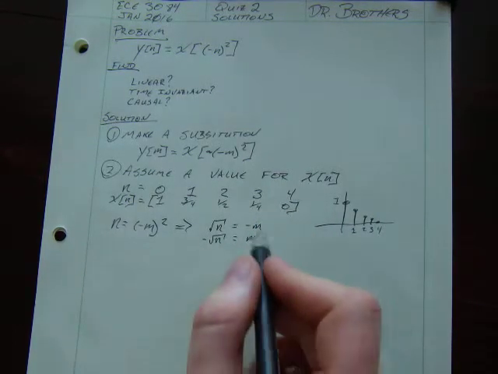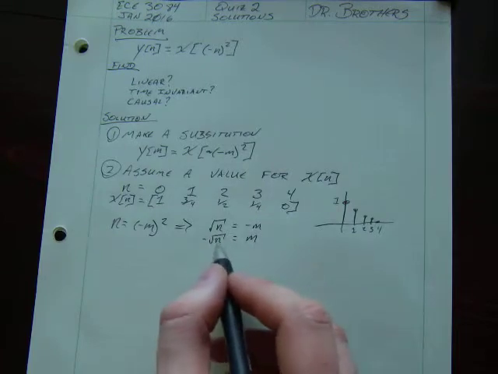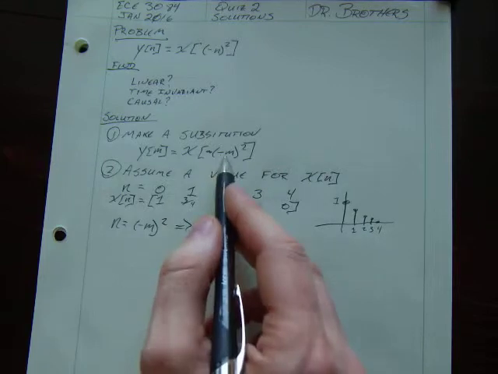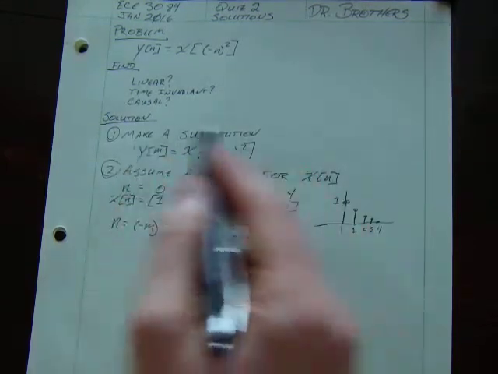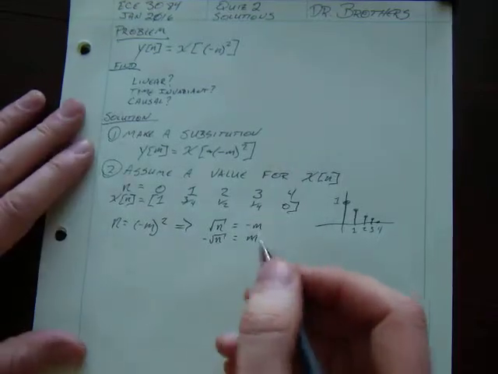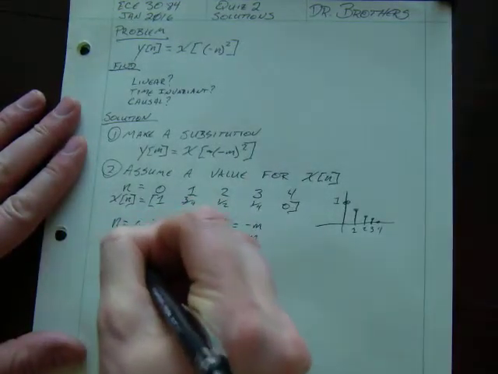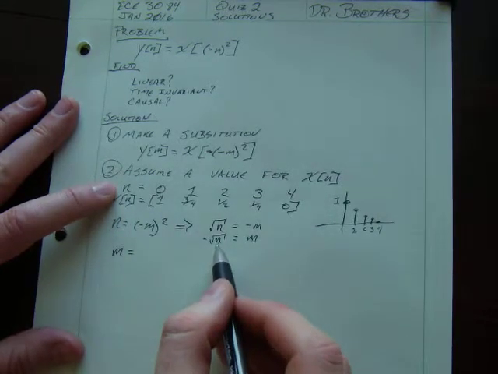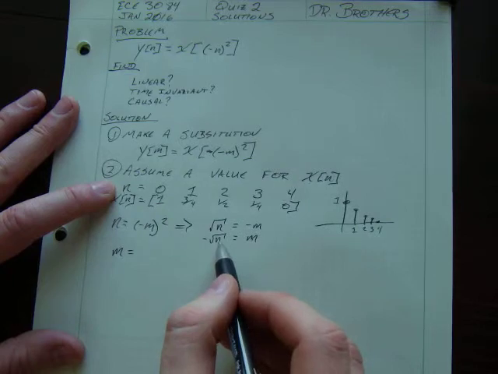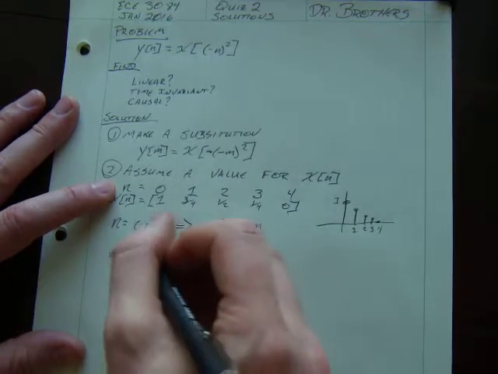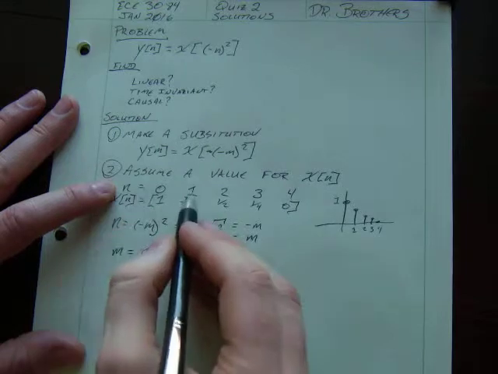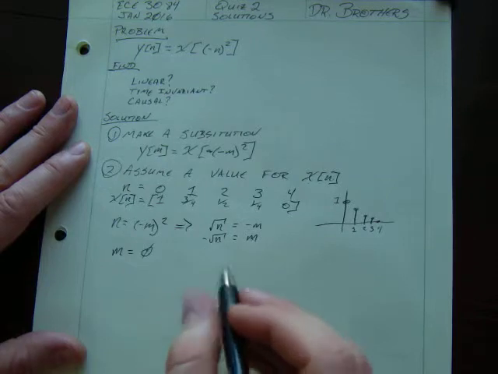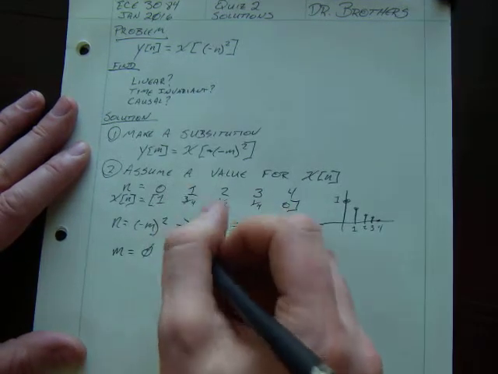The next thing that we need to do, now we have an equation that tells us, given an n value, which are the values up here, we can solve for our new value, which was made in this substitution in the first step. So now we can say m is equal to, and we plug the n value into the equation. So the square root of 0 negated is still 0. And then the square root of 1 negated, so that's negative 1.